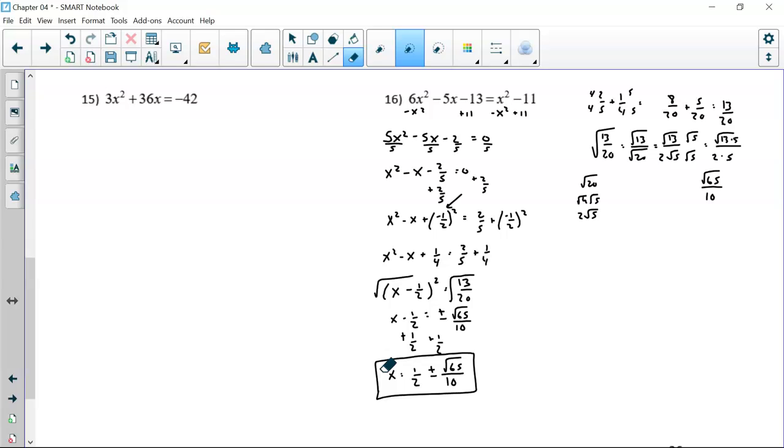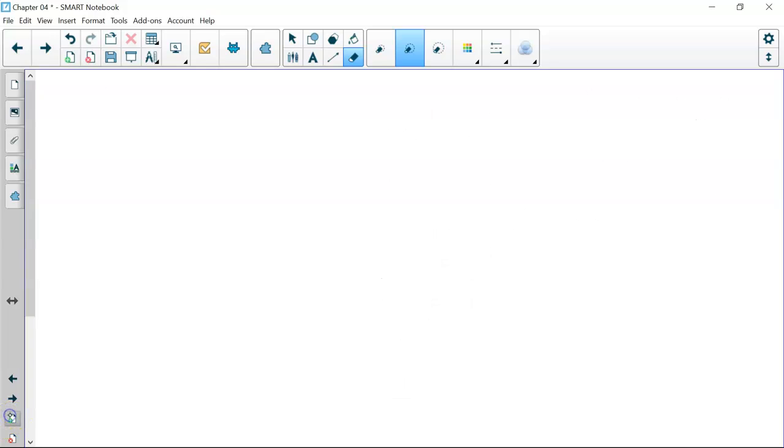Now you can see completing the square can get kind of messy, especially when we're dealing with fractions like we had here. Now, this is not in your notes. You don't have to write anything down, but I want to show you what happens if we solve a quadratic in that general form. So I'm going to solve ax squared plus bx plus c equals 0. Don't write this down. I just want you to see what happens.